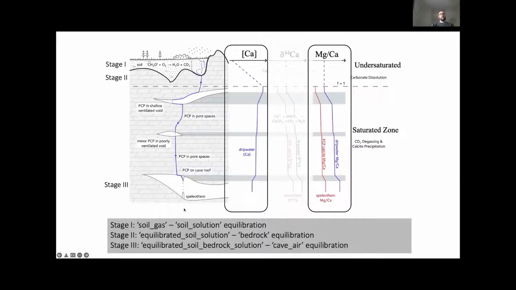So these three stages, the first one is within the soil zone, and it's concerned with the equilibration between soil gas, so CO2 respired from plant respiration, for example. Stage 2 is considering the equilibration between that soil solution and bedrock. So if the solution is acidic, for example, it's at that point that it will start dissolving bedrock. And the third stage is concerned with equilibration between that saturated solution and cave air.